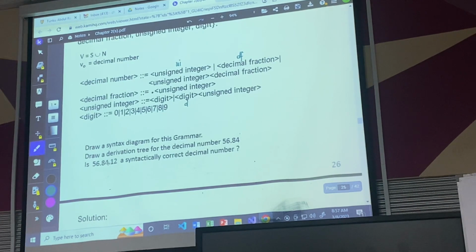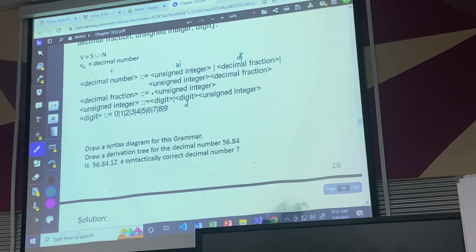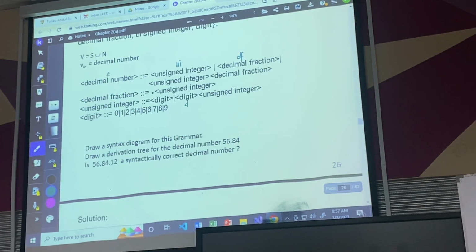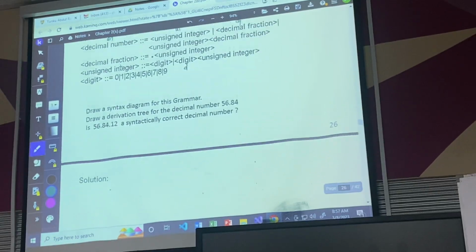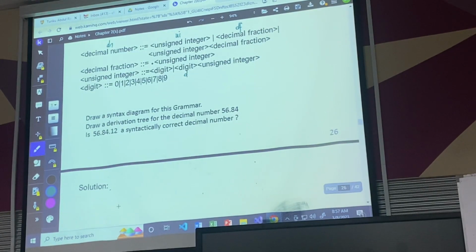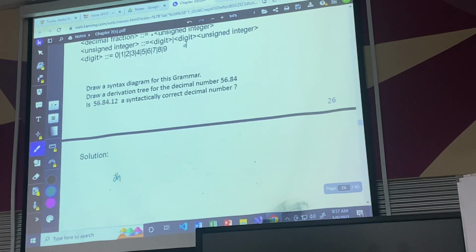This is what I said just now. You pass through the tree, and you can determine whether this is grammatically correct or not. Okay? So we will draw the syntax diagram first, following this substitution. For this we use DN. Okay? So DN, we can substitute with three alternatives: unsigned integer, decimal fraction, or unsigned integer and decimal fraction. So we have three lines.